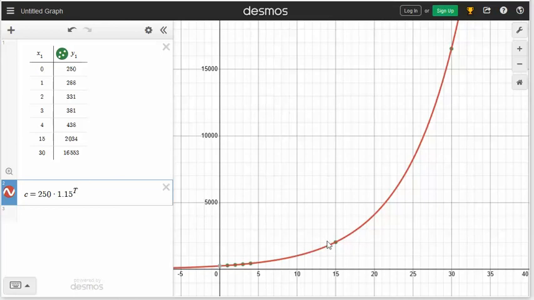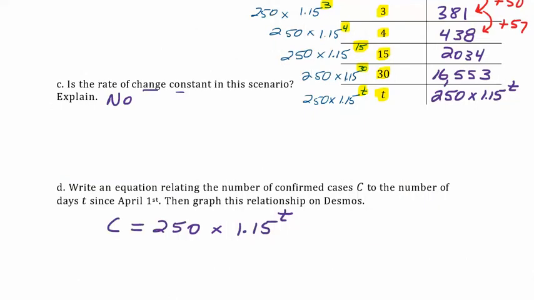So we can see this kind of a shape. This is the shape you're going to get when you have percent growth. And this is actually called exponential growth because of the exponent. I did a capital T. Doesn't really matter. Same graph. Okay. All right. That's what exponential growth is going to look like.